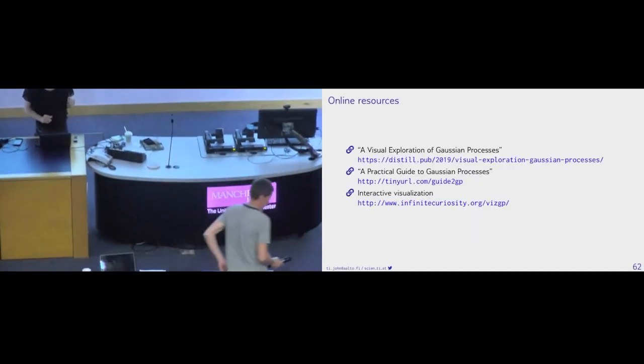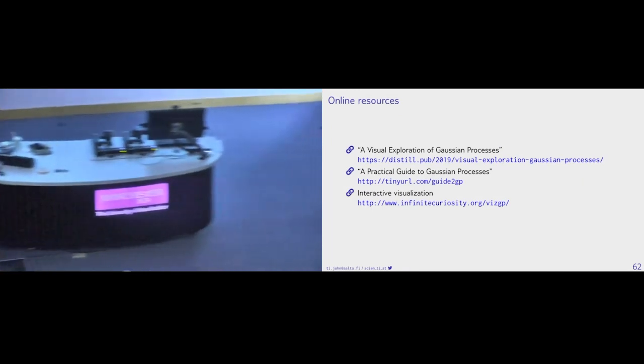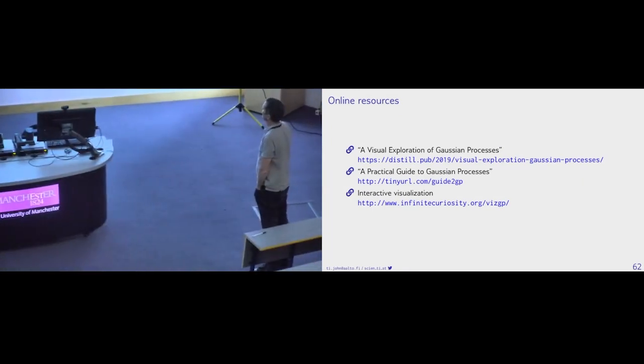Then there's two distill.pub style articles. The first one is more like what I talked about today, an intro to Gaussian processes. The second one, a practical guide to Gaussian processes, is a bit more about application-specific things like, okay, how do you set the hyperparameters? And then the last one is the interactive demo I showed.